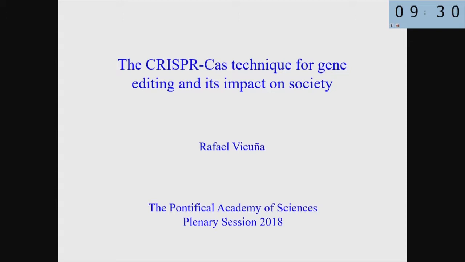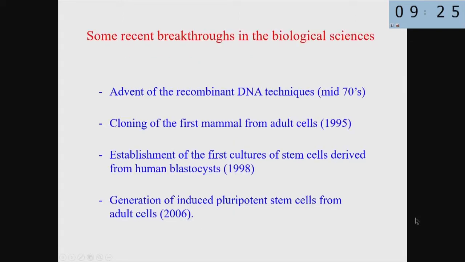Examples of this type of innovation in recent decades are the advent of recombinant DNA techniques, the cloning of the first mammal from adult cells, the establishment of the first cultures of stem cells derived from human blastocysts, and the generation of induced pluripotent stem cells from adult cells. We are now witnessing another breakthrough that seems to surpass the traditional recombinant DNA techniques in terms of versatility and accuracy, namely the so-called CRISPR-Cas technology.